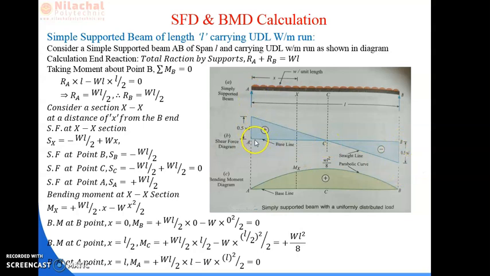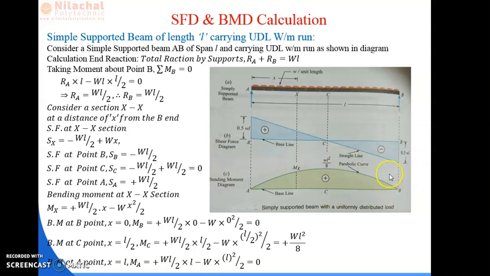After drawing the baseline by taking A projection point and B projection point, A to B, the line at B point will be in the negative direction, a vertical line. Again it will be decreasing its value from WL by 2 to 0 at C point. Again it will increase its value of shear force from C to A point. Hence we are getting two portions, positive sign and negative sign, of shear force.